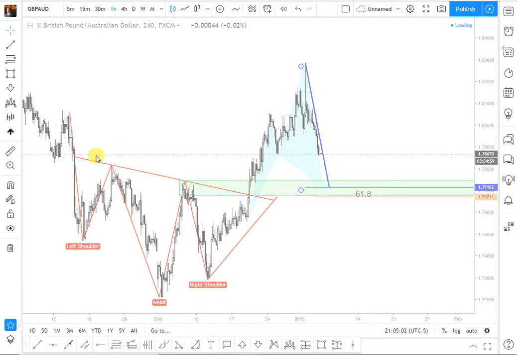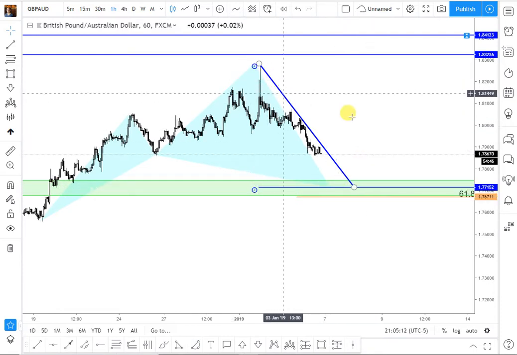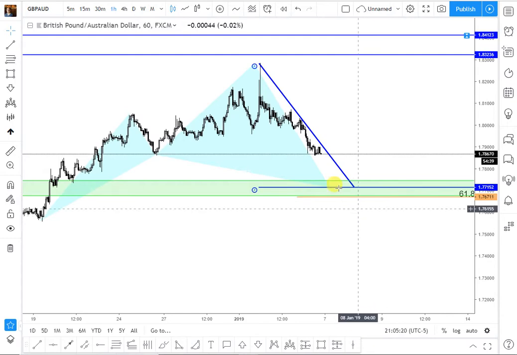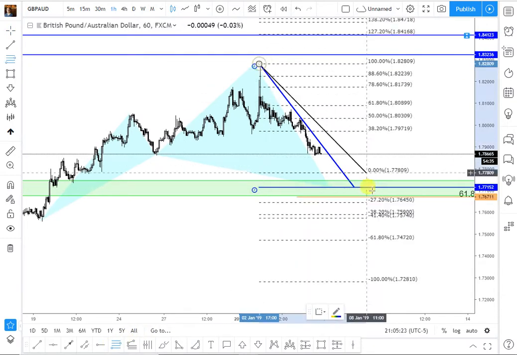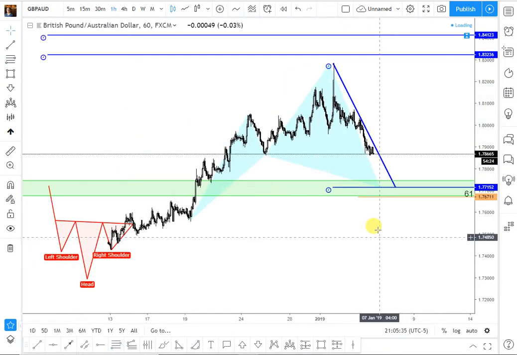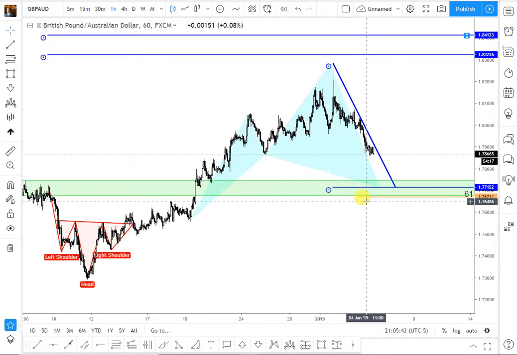We have this resistance line here as a confirmation for us to long this pair, and in case we enter this trade after we find a confirmation in this zone, our take profit here will be at 1.7930 and 1.8050, and our stop loss may be below this area here, around 1.7650, or 1.7635, around this area below this support channel.